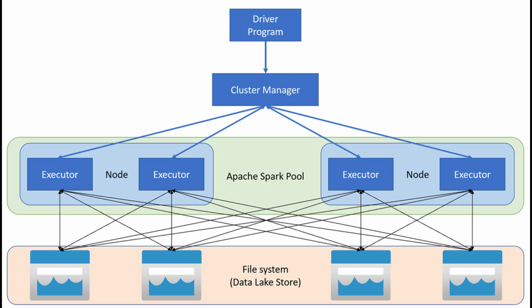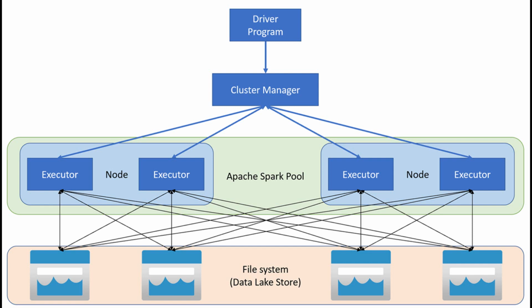The Spark context runs the user main function and executes the various parallel operations on the node. Then the Spark context collects the results of the operations. The node reads and writes data from and to the file system. The node also caches transformed data in memory as a resilient distributed dataset.